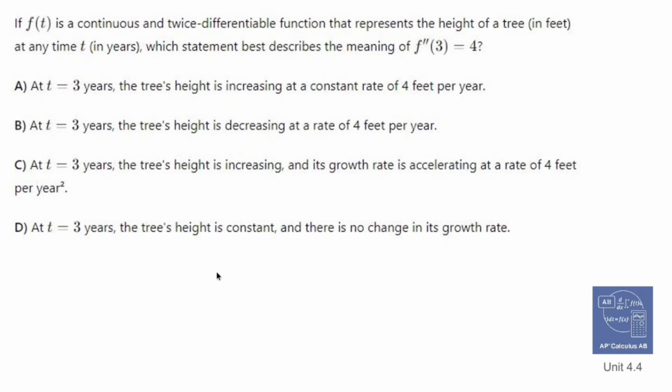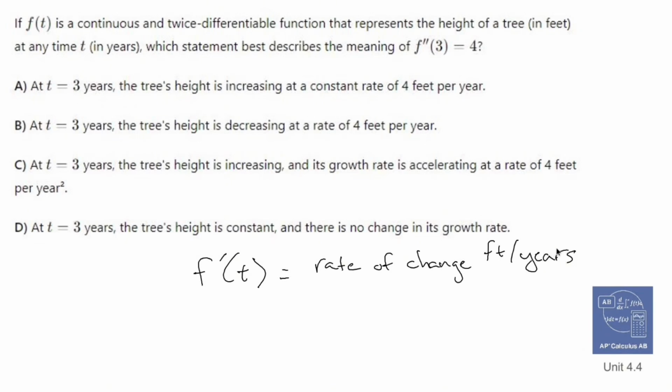All right, so f of t is the height of the tree. I don't know what formula it is, doesn't really matter. Now, f prime of t is going to be the rate of change, and that's going to be in feet per year. So if I were to plug in 5 and get a number 12, that means it's growing at 12 feet per year. Great. I don't care about that.